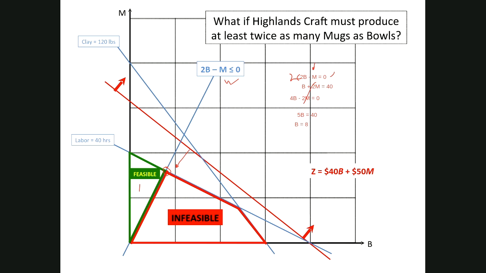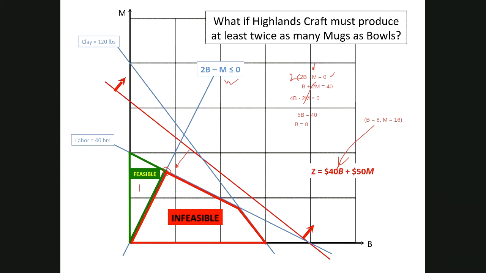Kind of got that backwards. B equals 8 and m equals 16. Okay. And then you can substitute those values into your objective function and determine your new optimal solution. That's 40 times 8 is 320. 16 times 50 is 800, so that's $1,120. And so you can see that that will have cost us some profit.